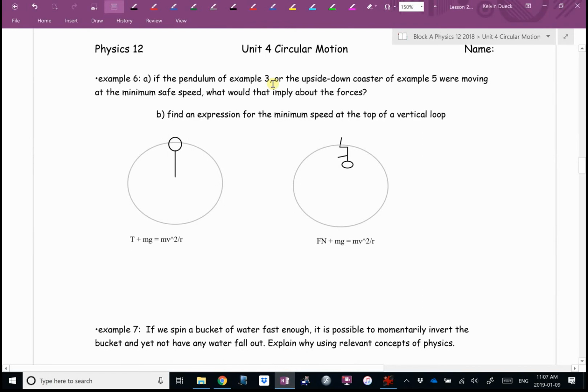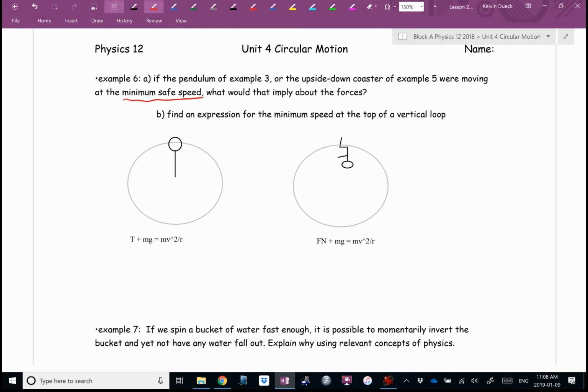Example 6. If the pendulum of example 3 or the upside-down roller coaster of example 5 were moving at the minimum safe speed, what would that imply about the forces? If they were moving at the minimum safe speed, what would that imply about the forces?